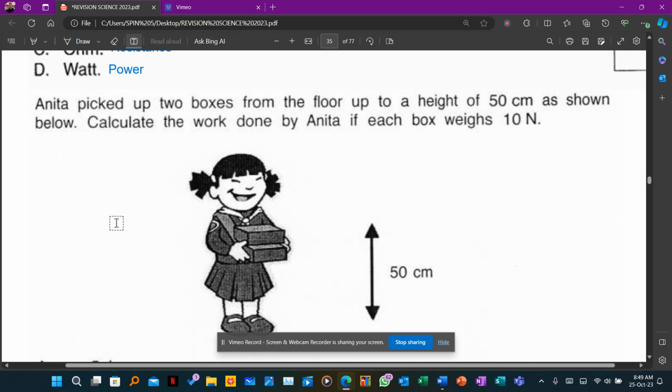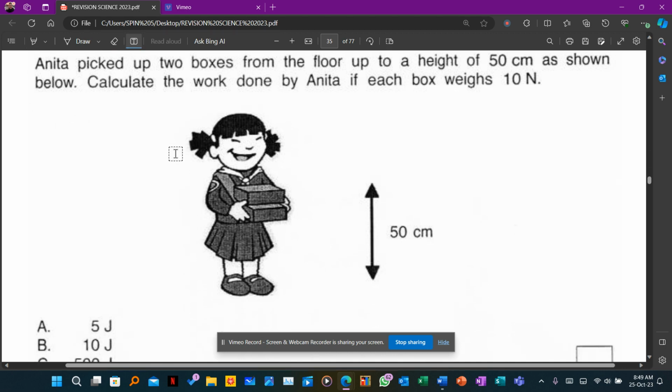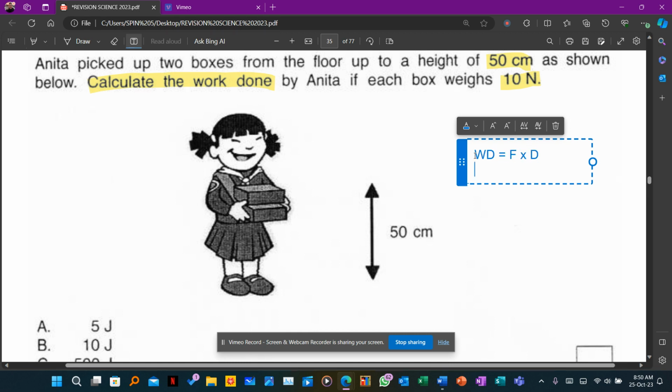And next question here, it's asking how much work done, calculate the work done by Anita. So always highlight the number because this number can be tricky. And most students will just calculate it. As always, I advise you to write down the formula. Work done is equal to force times distance. The reason why I asked you to write down the formula is because force, the unit is Newton, so that one is correct, and the distance is actually in meter. Okay, times meter, but that one is in centimeter.